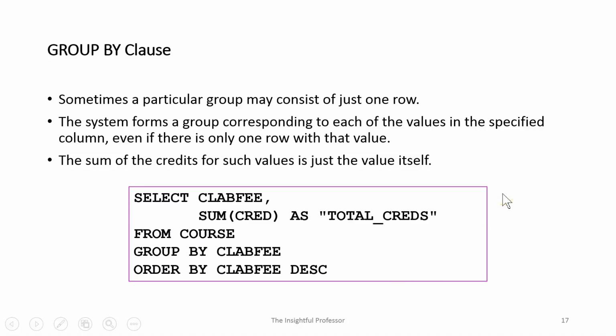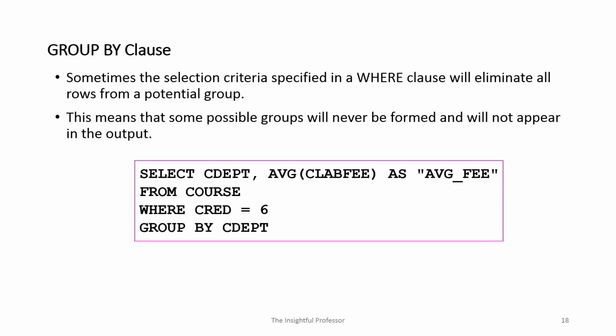Okay, let's move ahead now to a little bit more on the group by, and this is another subtle little twist in the behavior of grouping. We say sometimes the selection criteria specified in a where clause will eliminate all rows from a potential group. Well, how does that happen? Remember, the where clause is evaluated before the group is formed.